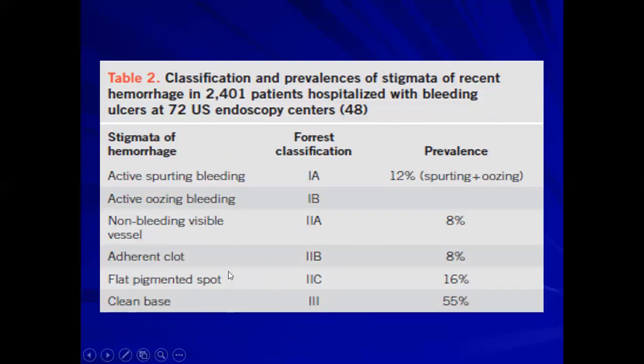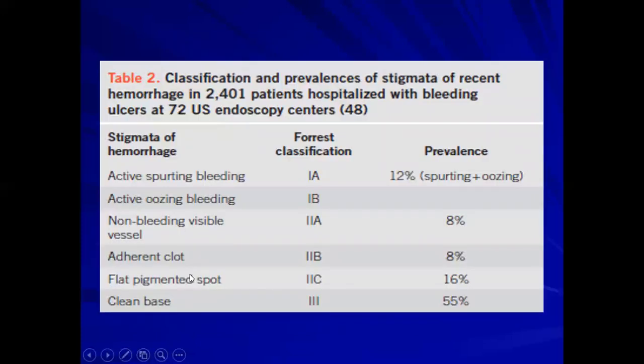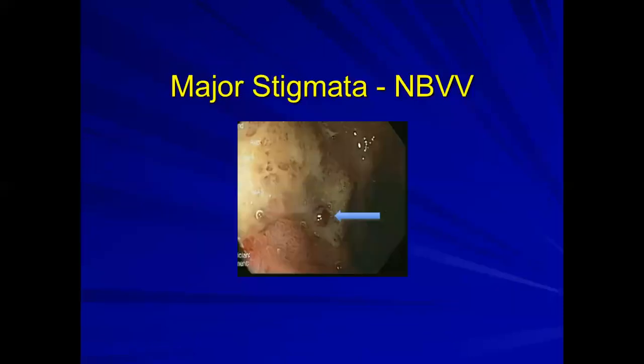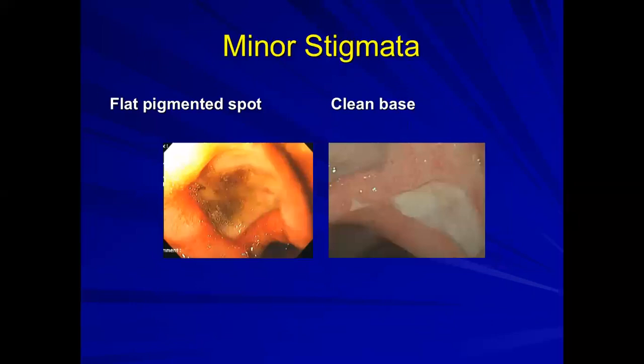And if there is a flat pigmented hematin spot on the ulcer, it is 2C. And a clean base, which we have shown in the ulcer like this, is Forrest class 3. So major stigmata, a non-bleeding blood vessel, you can appreciate in this picture. This is the adherent clot. There is a role of endoscopic therapy for ulcers with adherent clot. You can remove the clot and you can treat the underlying lesion.